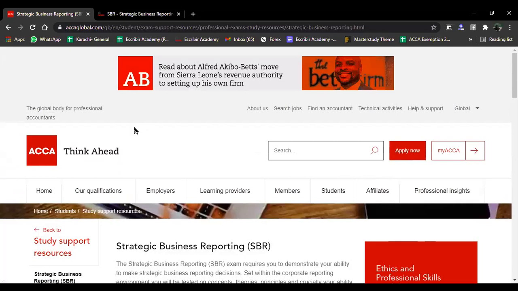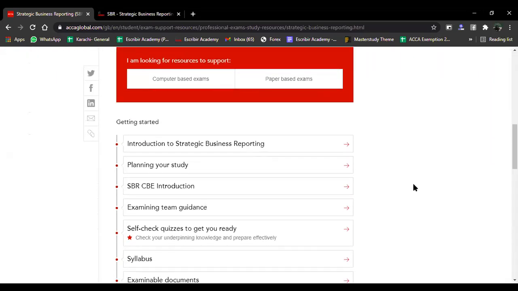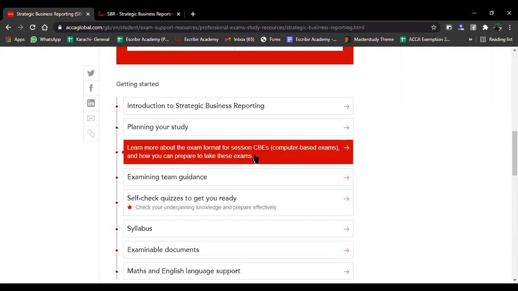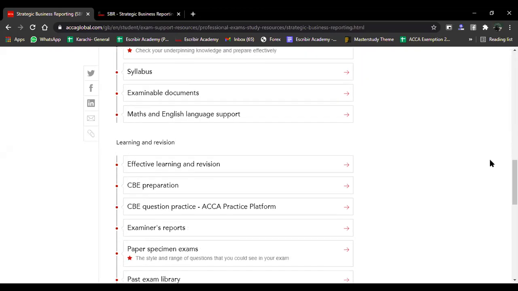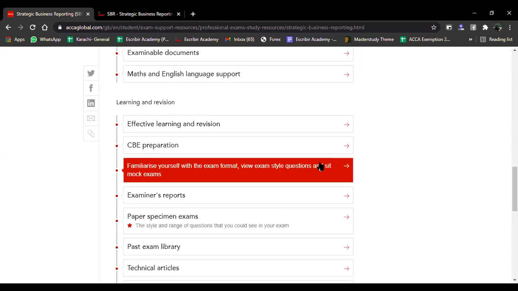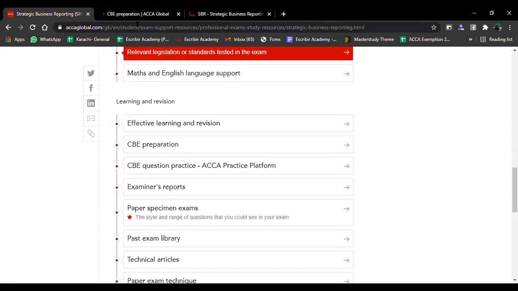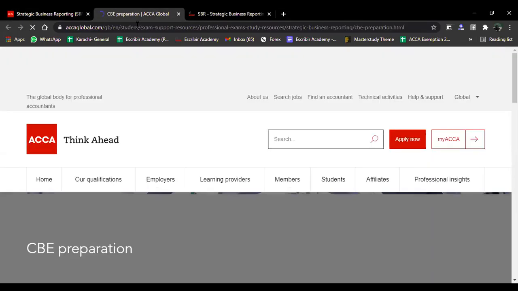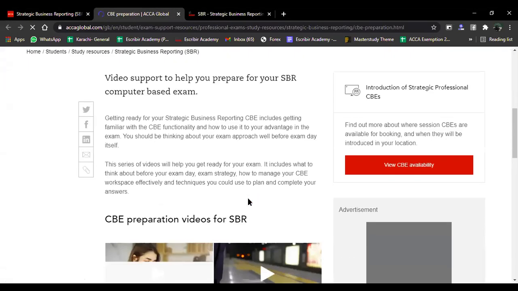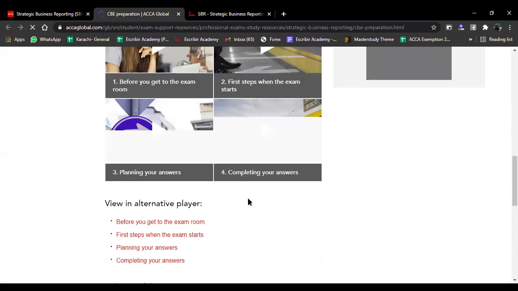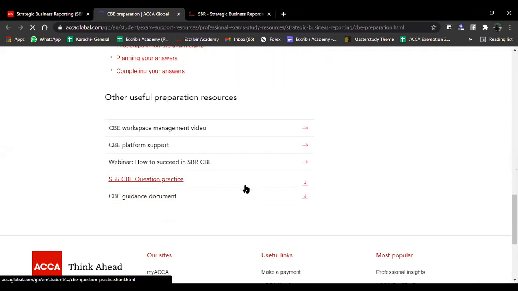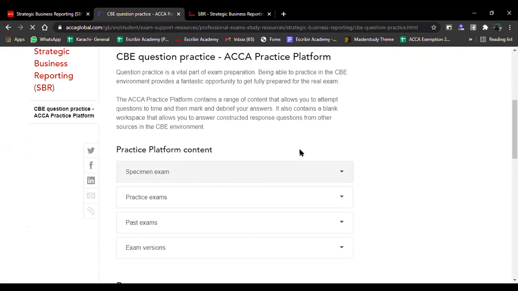If you could just see, this is the ACCA website and this is the SBR section. This is the SBR CBE introduction, this is CBE preparation, and this is the CBE question practice platform. For example, I click on CBE preparation. I'll click on this CBE question practice. There's the CBE ACCA practice platform.